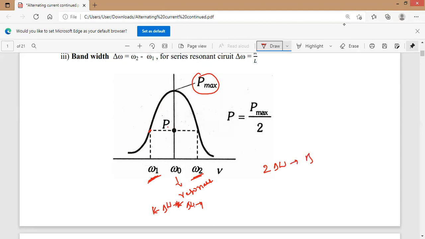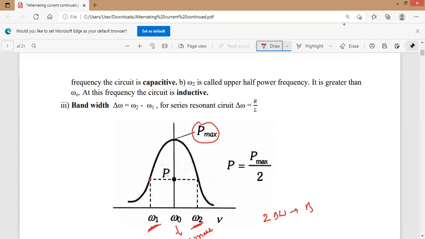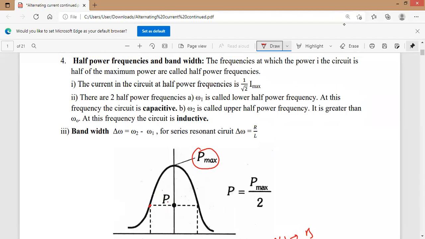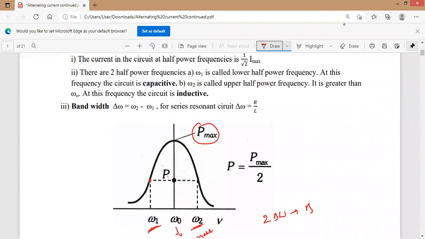This is bandwidth. The expression for bandwidth is delta omega is equal to omega 2 minus omega 1. For a series resonant circuit, this bandwidth delta omega is equal to R by L.